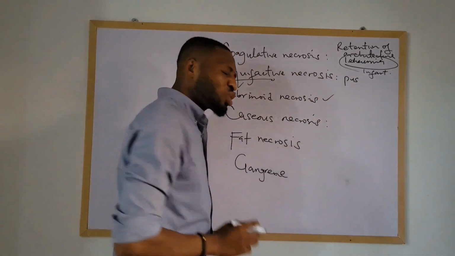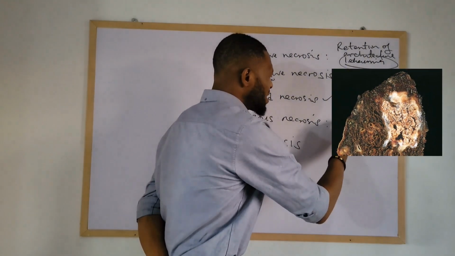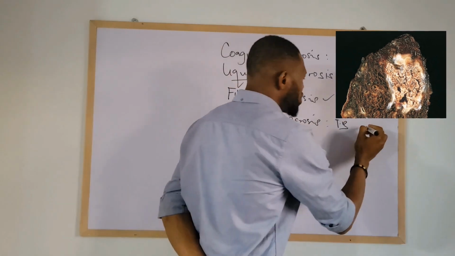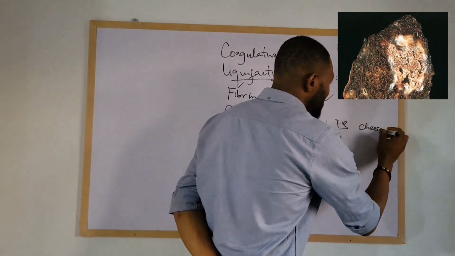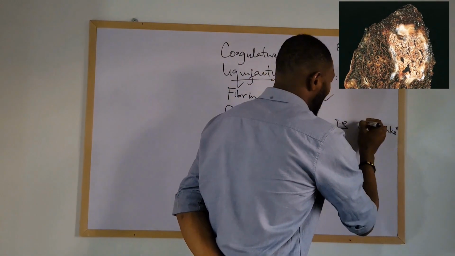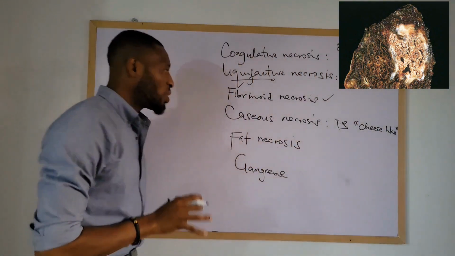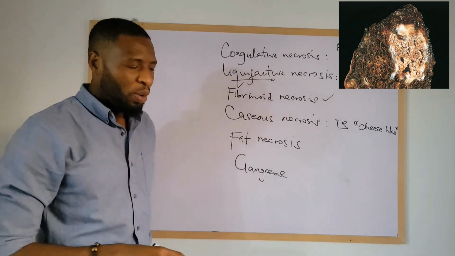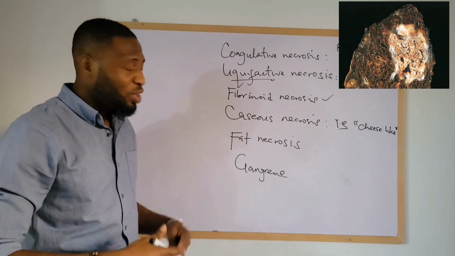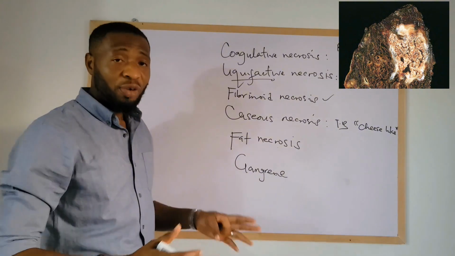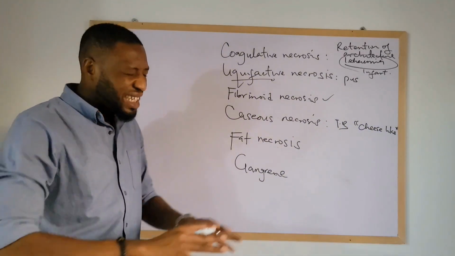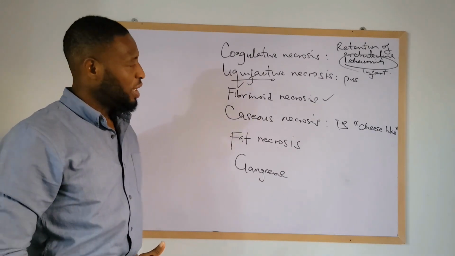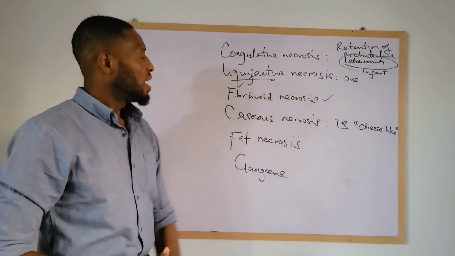Now, caseous necrosis is commonly seen in diseases like tuberculosis, where the necrotic area will resemble cheese. So it's a cheese-like appearance, and that is why it is called caseous necrosis. Histologically, there is a necrotic area with inflammatory cells, and some of these inflammatory cells, macrophages, have fused to form giant cells. That kind of histologic focus is what is called a granuloma. But caseous necrosis looks cheese-like.